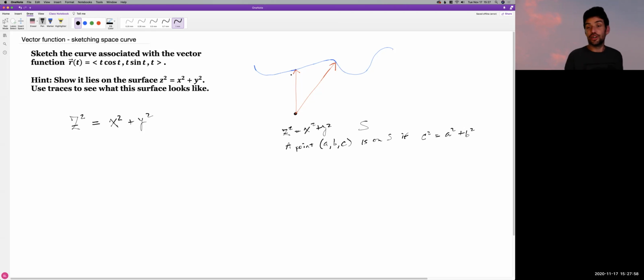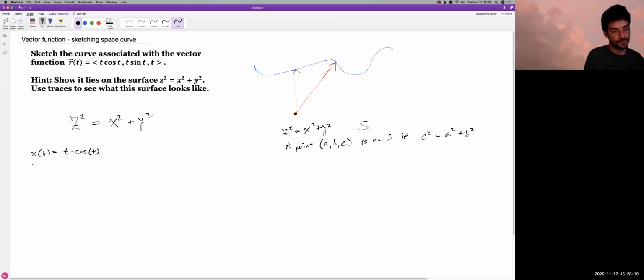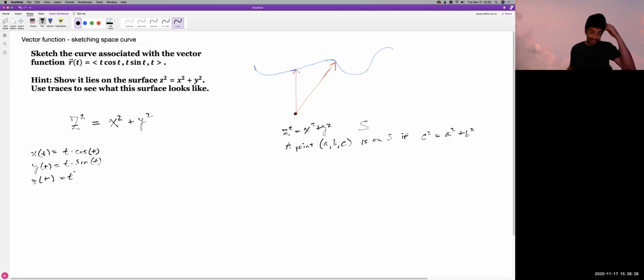So to say that this curve in question lies on this surface means that the coordinates of the curve, any coordinate of the curve, satisfy this equation. Well, in our case, our space curve is given by the parametric equations x of t equals t cosine of t, y of t equals t sine of t, and z of t equals t. So to say that the points of this parametric curve lie on this surface is to say that these three component functions satisfy this equation. And let's see if this is true.